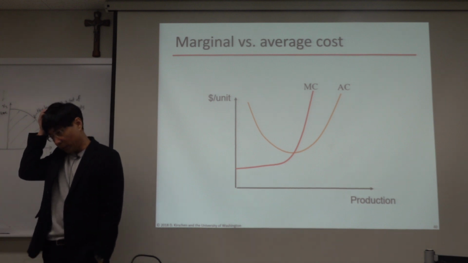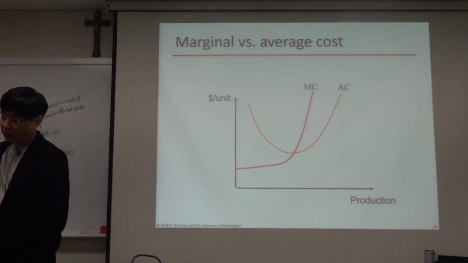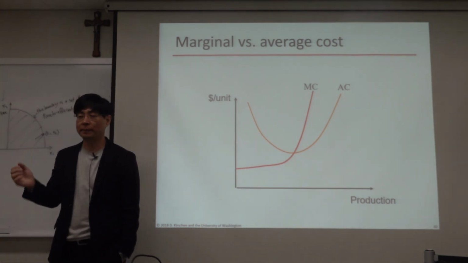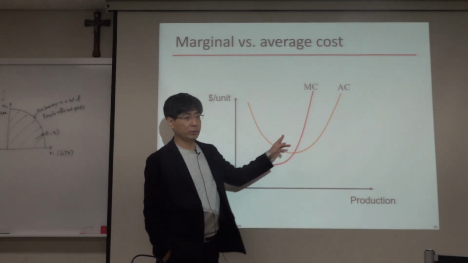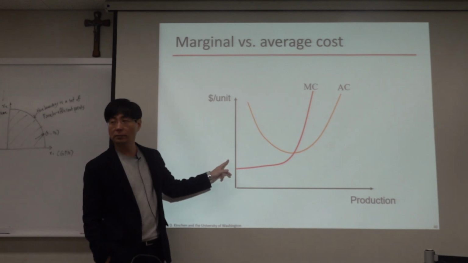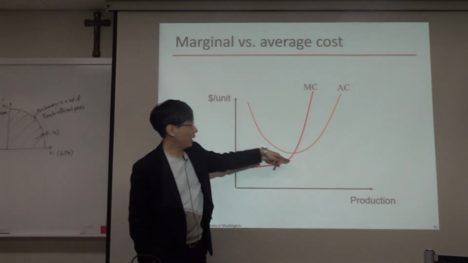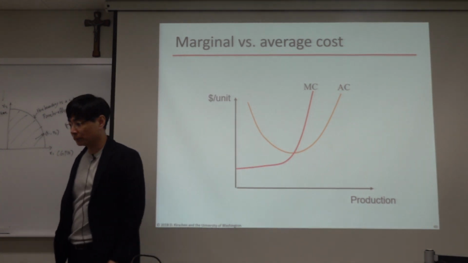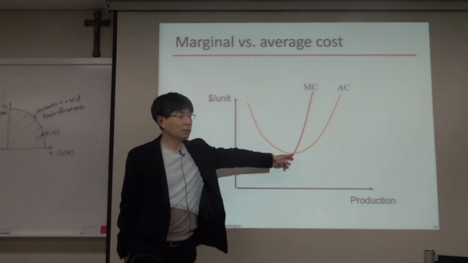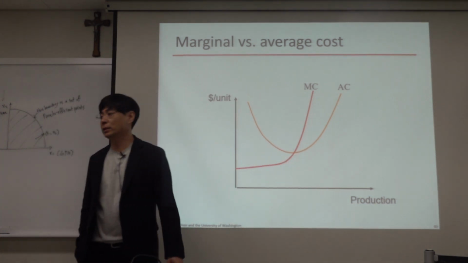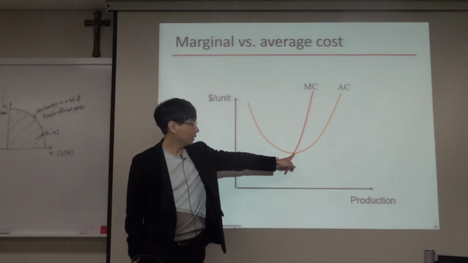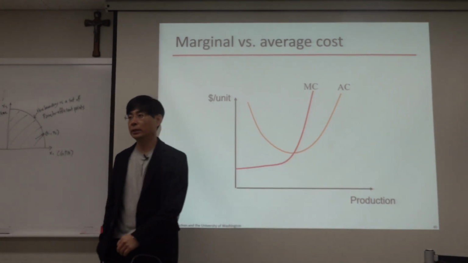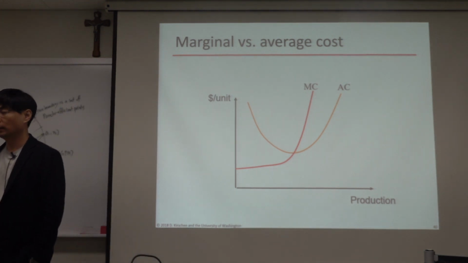And let's think about marginal cost and average cost together. Look at this curve. This is the marginal cost, which is the derivative of the cost function. This is the average cost you just saw before. They intersect at some point. And can you say something about this intersection point?